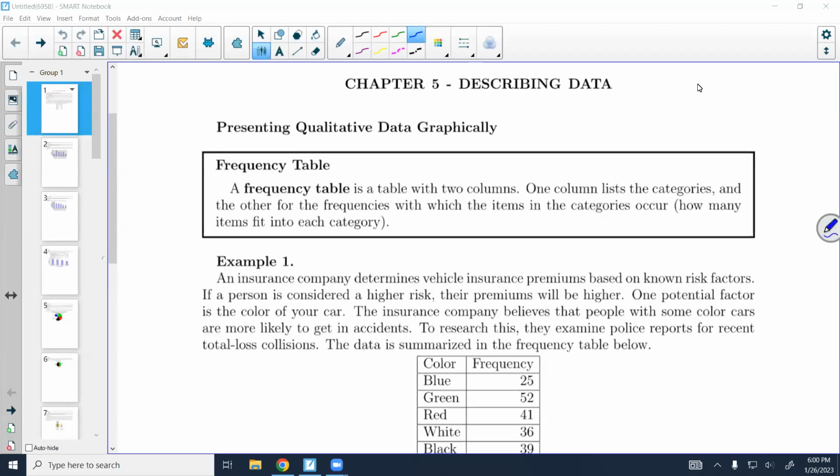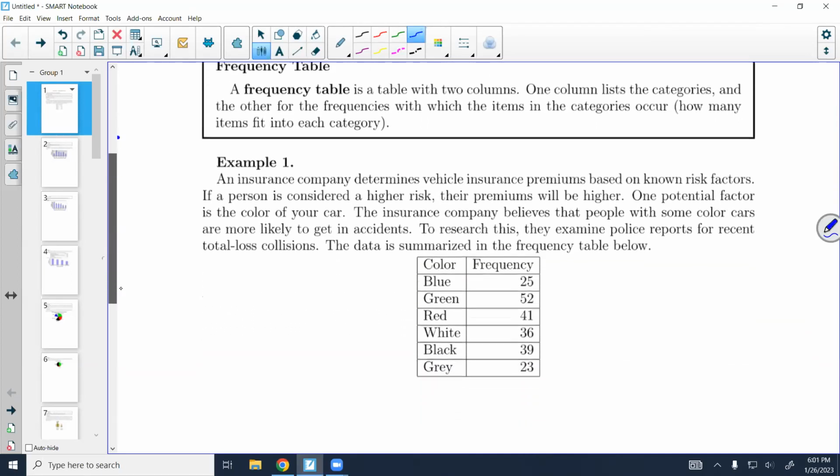So today we're going to look at describing data. We're going to look at several different ways to display data. First thing we're going to look at is called a frequency table. The table with two columns. One column lists the categories, and the other for the frequencies with which the items in the categories occur. In other words, how many times items fit into each category.